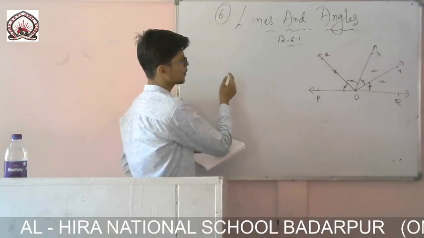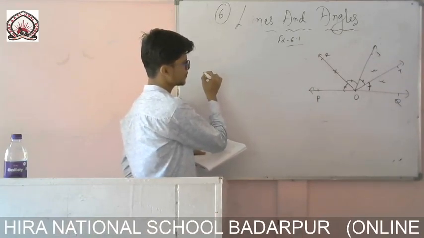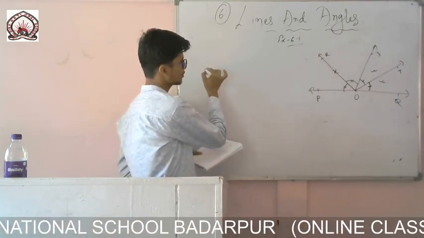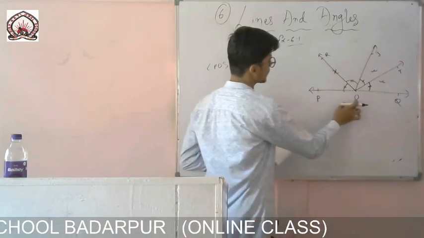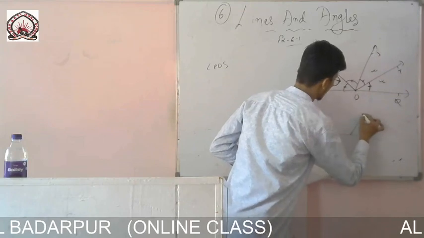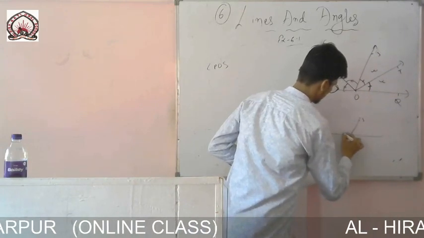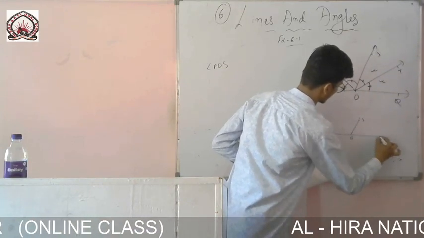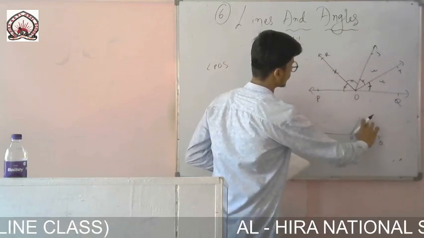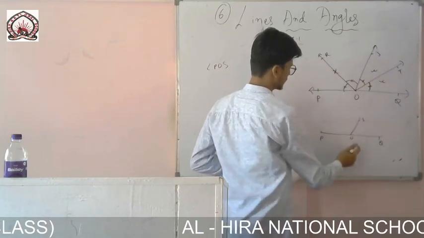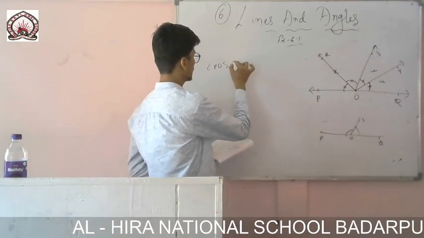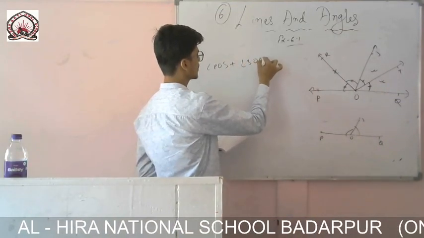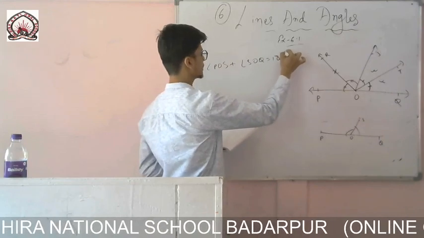So if ray OS stands on line POQ, that means it will be like this angle POS. It is given like this. Then by taking only this line, the calculation is done. If this line stands only OS, not taking these two, okay, so this angle plus that angle will be equals to 180 degree. POS plus angle SOQ is equals to 180 degree.